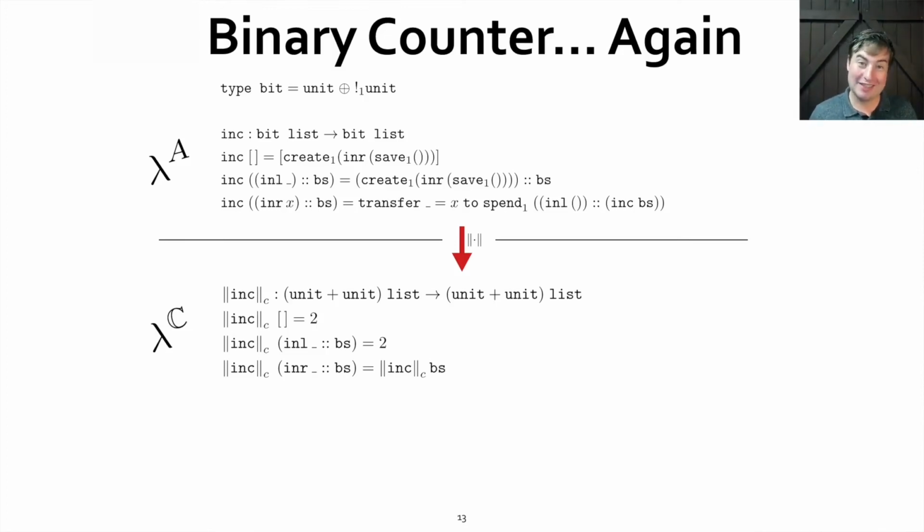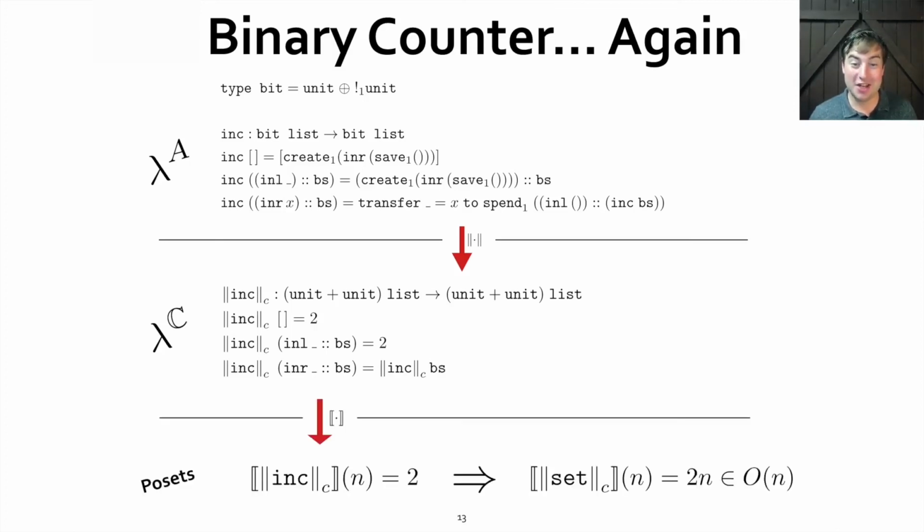And it's super easy to see that this function is 2 everywhere, and indeed the monotone map of posets that it denotes is in fact the constant function 2. So carrying this all through for inc, we get that the corresponding mathematical recurrence is order n as desired.